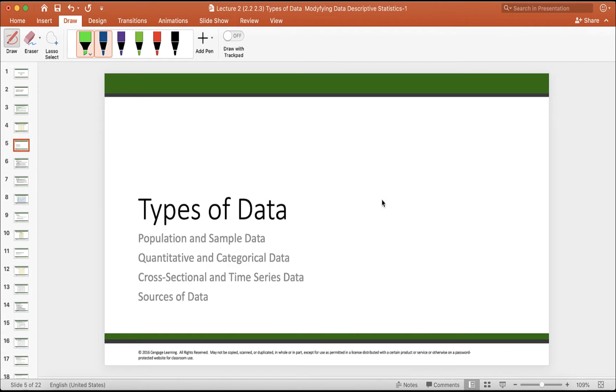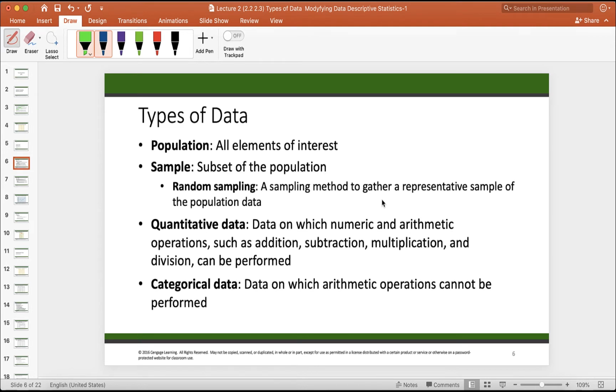So this is what we're going to look at here. Types of data, starting off with population. So what is a population? Population is all items. This is my population, and I've got everything that makes up my population in here, and it's all items of interest, all elements of interest. What is a sample? A sample would be a subset of the population, so it would be everything in here.